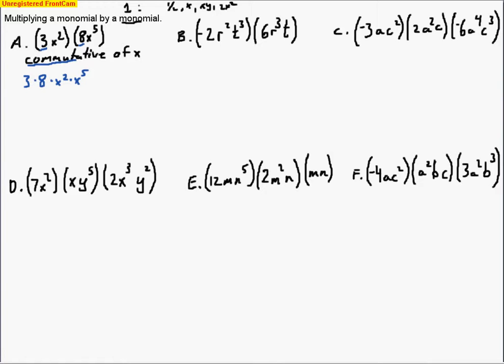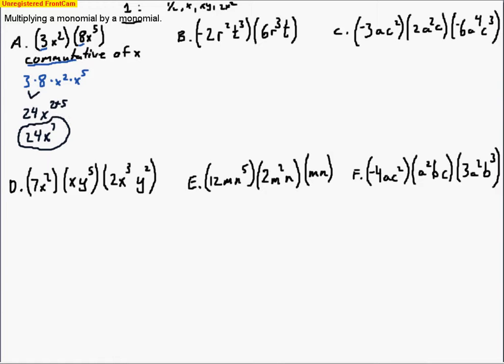Once I've moved those numbers next to each other, I go ahead and multiply. 3 times 8 makes 24. I count up how many x's I have, and again, you're just adding. The neat thing about this monomial is that we don't have any negative exponents, so you're not going to end up subtracting these exponents. You're always going to end up adding them. And so we have 24x to the 7th as our answer for the first problem.